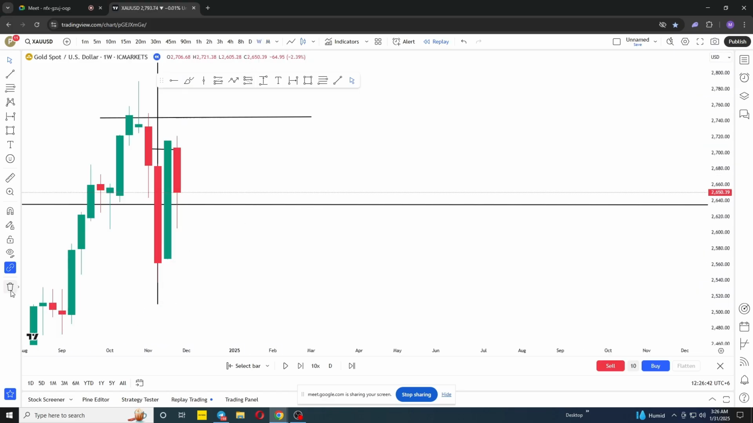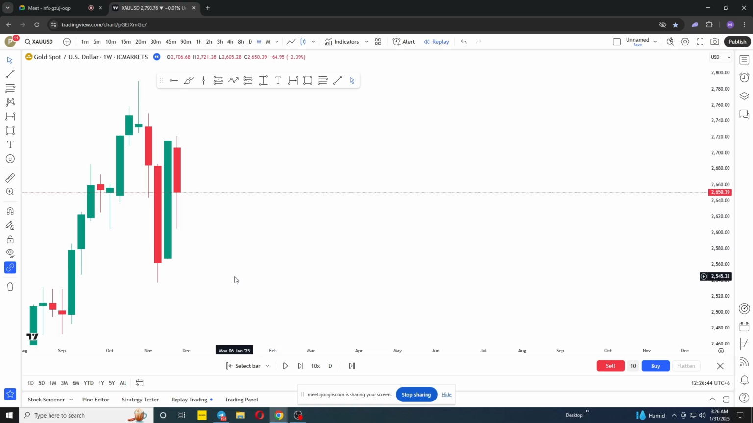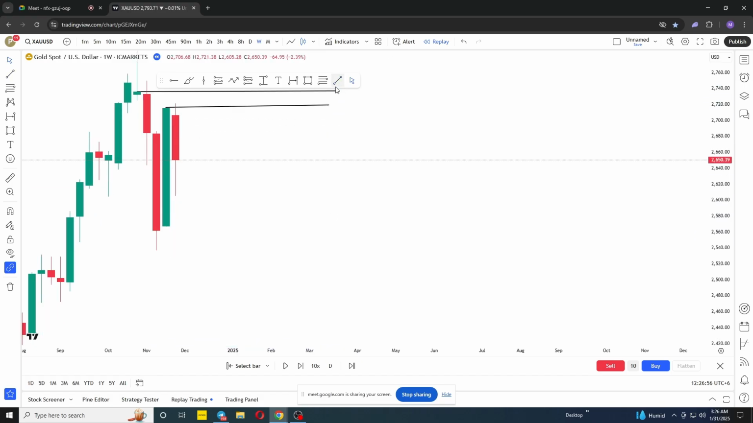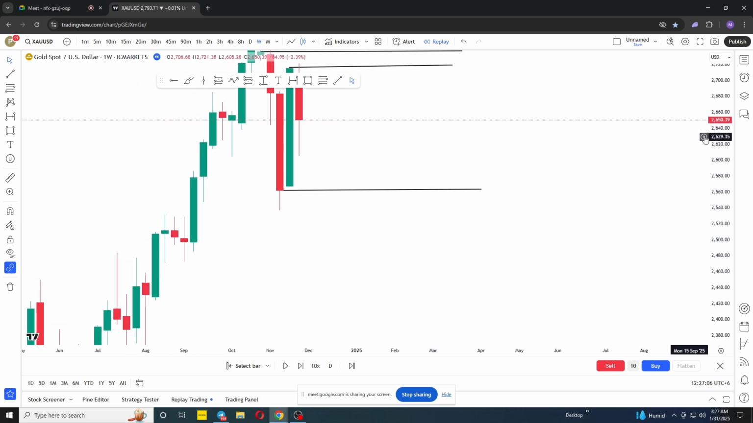Now the same thing we are going to do here. This is our very recent market. We have this as a fresh level. We have this as a fresh level. We have a few fresh levels also here and there. So now look.